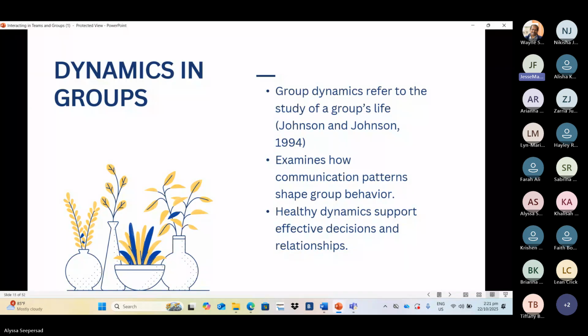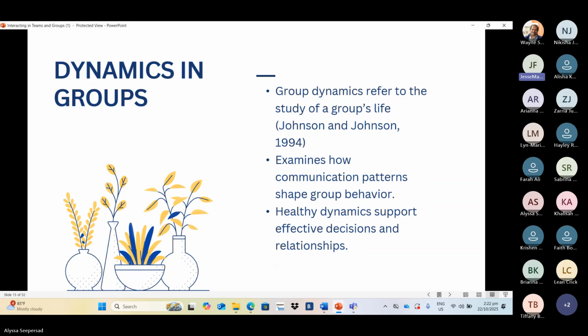So we'll now move on to group dynamics. Group dynamics refer to the study of a group's life. It includes processes such as how the group makes decisions, handles conflicts, and meets its leadership needs. It examines how communication patterns shape the behavior of members. Healthy dynamics enable the group to support effective decisions and influence member relationships.